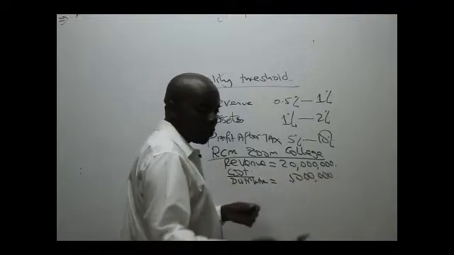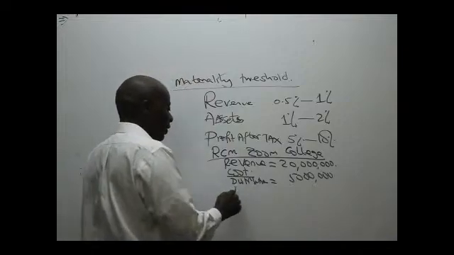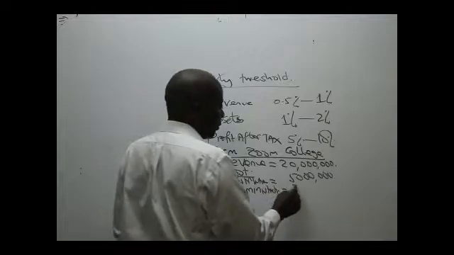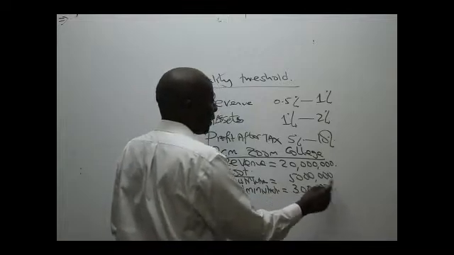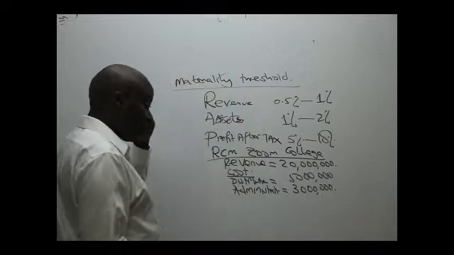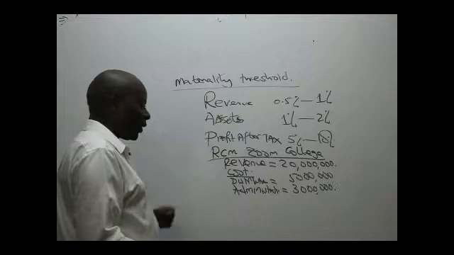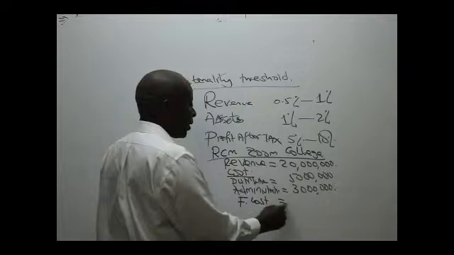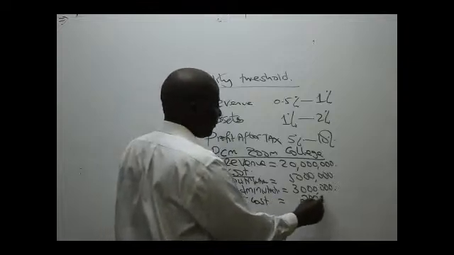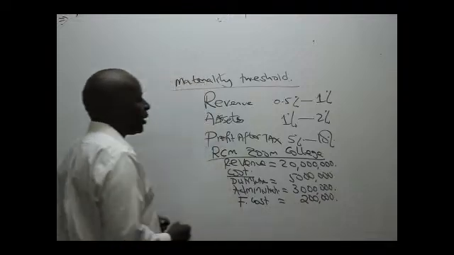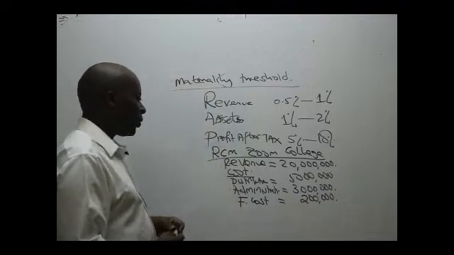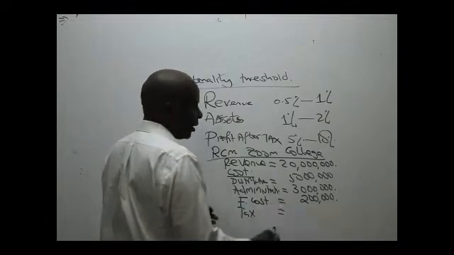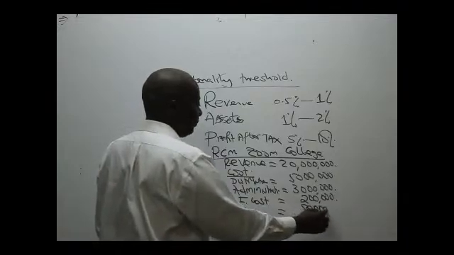Assuming you're distributing our books to our students all over Africa. Then we have administration costs, maybe 3 million. Then we have, for example, finance cost, maybe 200,000. And maybe we have tax. Let me put just a crazily low figure of 50,000.